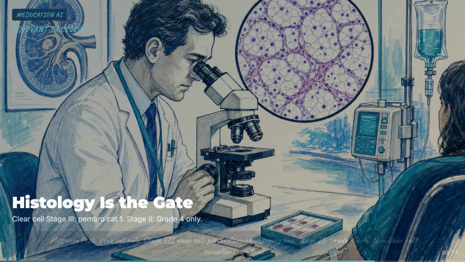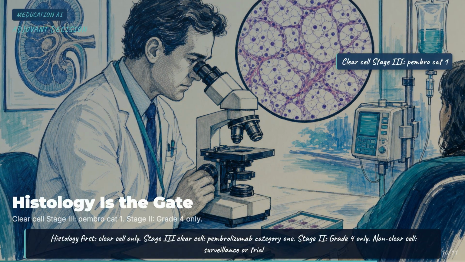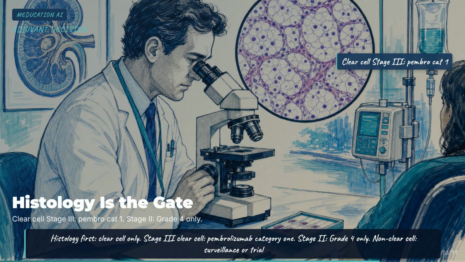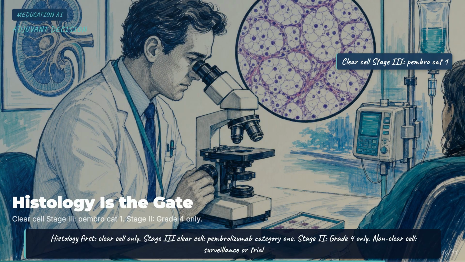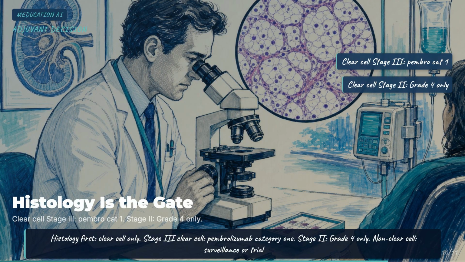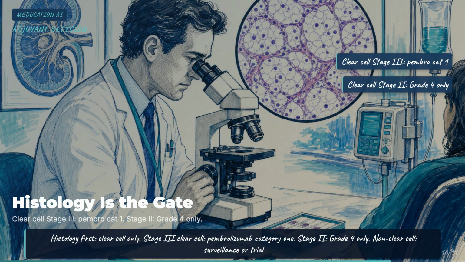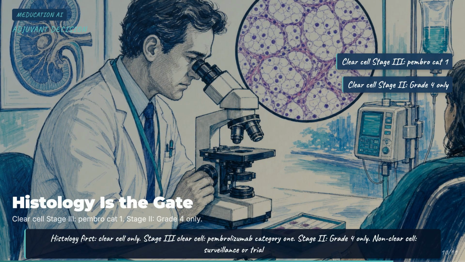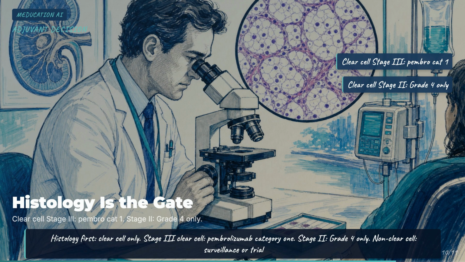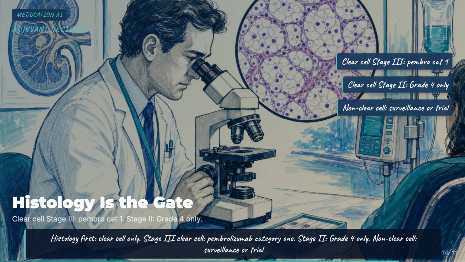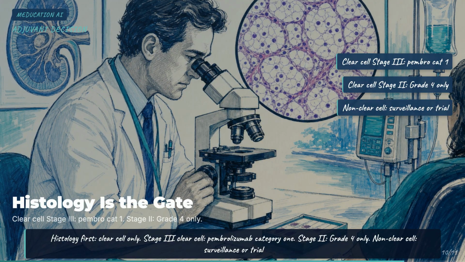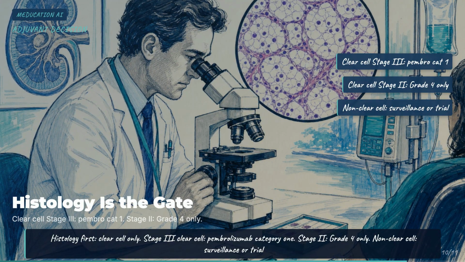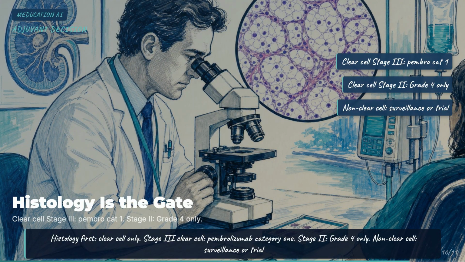The adjuvant decision after stage 2 or 3 nephrectomy is driven entirely by histology. Clear cell stage 3: pembrolizumab is category 1 alongside surveillance. Stage 2 clear cell, only grade 4 tumors qualify. Non-clear cell at either stage goes to surveillance or a clinical trial, and in both cases, formal restaging imaging is required before starting.